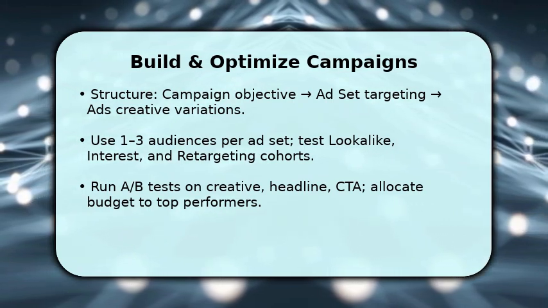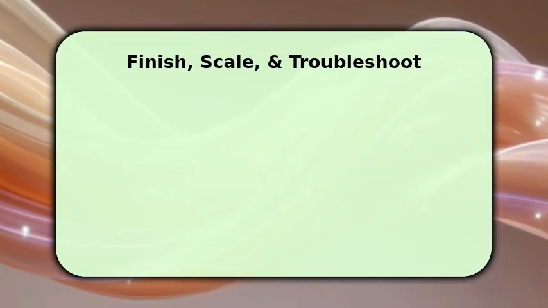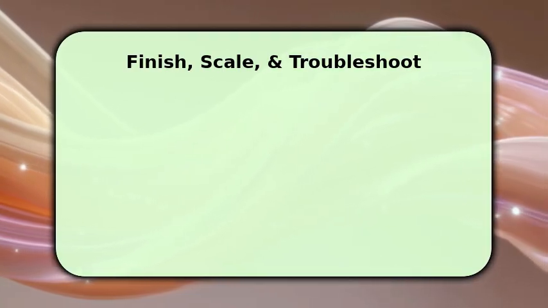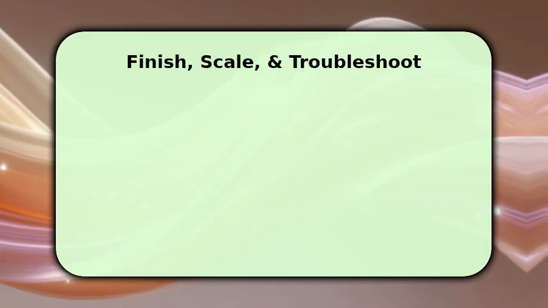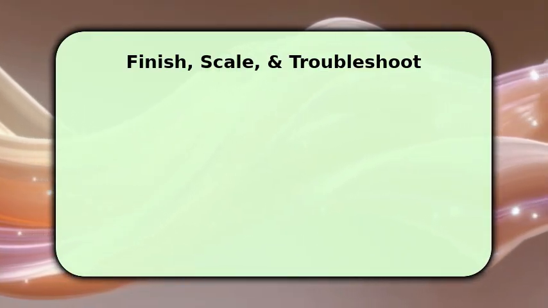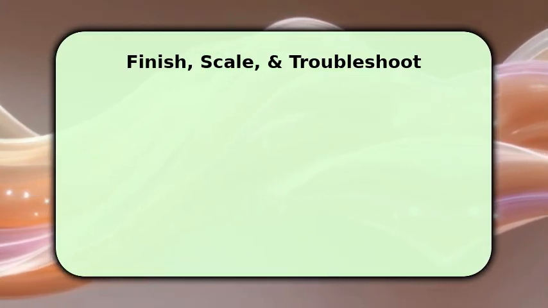You finalize by consolidating winners and planning scale. Duplicate top ad sets and increase budgets in controlled increments. Use campaign budget optimization when you need automation, but prefer manual scaling for granular control. Reallocate spend from underperformers to high ROAS ads and expand lookalikes or broaden interests to find growth.